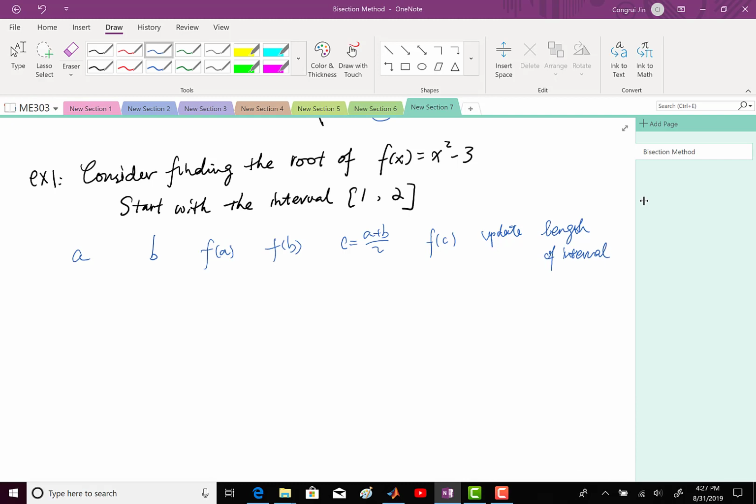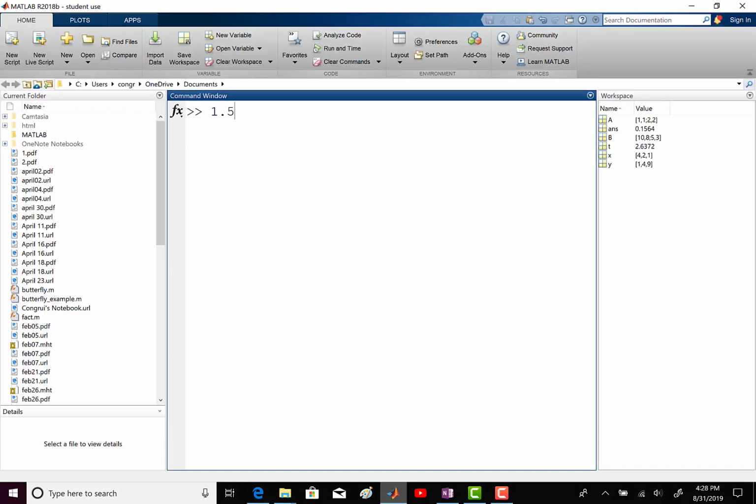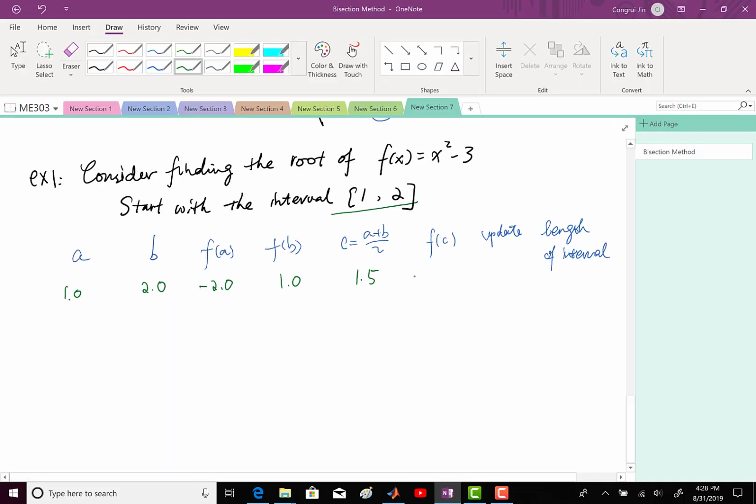So initially, we start from 1 to 2, right? So initially A is 1.0, B is 2.0, and we find FA. FA is 1 squared minus 3, so it's -2. And FB is 2 squared minus 3, which is 1, right? And the middle point, which is 1 plus 2 over 2, so it's 1.5. And FC will be 1.5 squared minus 3, so this will be negative 0.75.